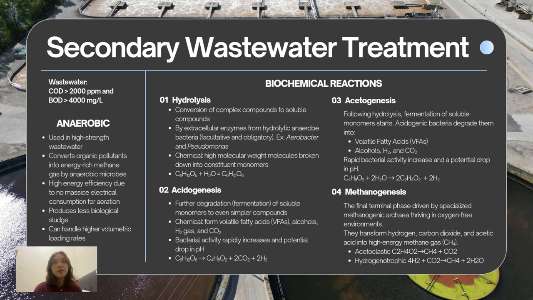The third reaction is called acetogenesis. Following hydrolysis, this reaction is a fermentation of soluble monomer starch. Acetogenic bacteria degrade them into volatile fatty acids, alcohols, H2 and CO2. Rapid bacterial activity also increases, and there's a potential drop in pH. For the reactions, it shows that one compound of butyric acid reacts with water and is converted into two acetate compounds and hydrogen gas. The hydrogen produced will later be used by methanogenic microorganisms during methane formation.